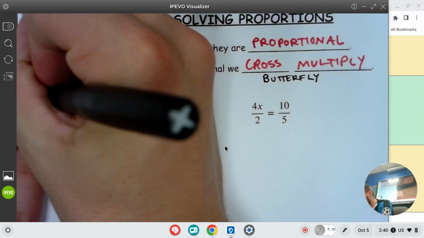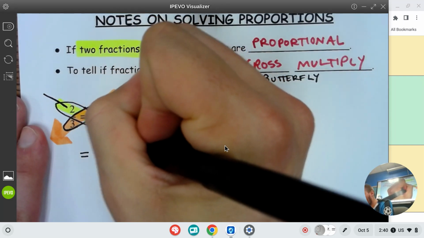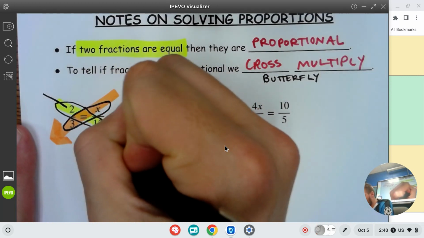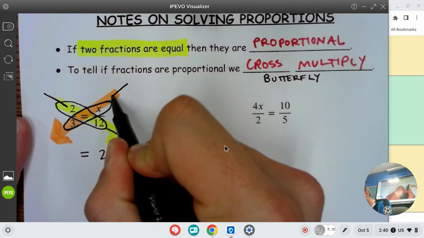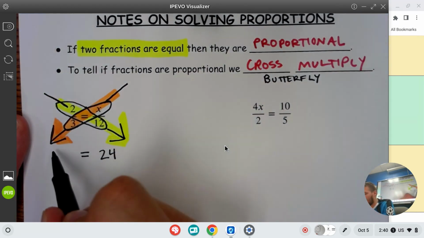The first one, 2 times 12. 24. What is 2 times 12? He says it, 24. We're doing it, guys. We're cross multiplying. That's it. On the orange arrow, what is x times 3? 3x. 3x.